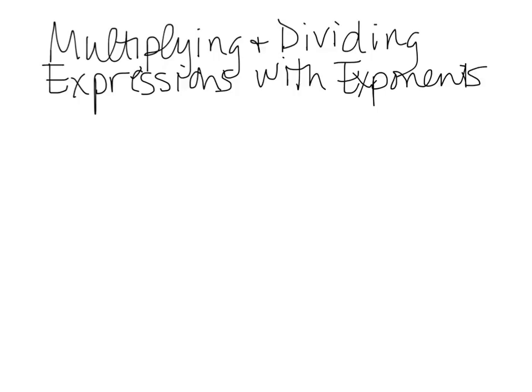We've touched on multiplying and dividing expressions with exponents in the past, but today we're going to look at it a little more in depth. Consider the expression 3 squared times 3 to the third. Well, we know that 3 squared means 3 times 3, and 3 to the third means 3 times 3 times 3. So I have 1, 2, 3, 4, 5 of these multiplied together, making it 3 to the fifth.